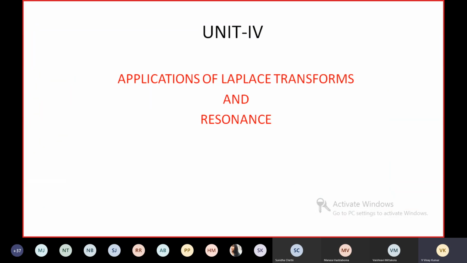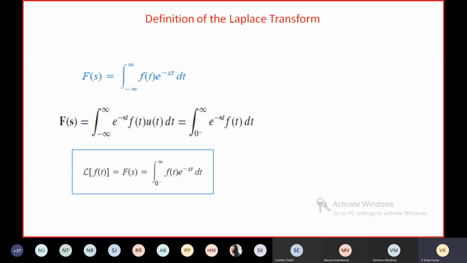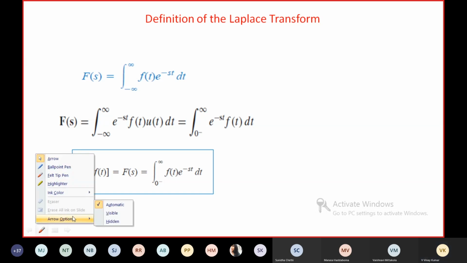Today we are going to discuss applications of Laplace transforms. Fourth unit. Fourth unit is applications of Laplace transform and resonance. Coming to the definition of Laplace transform.